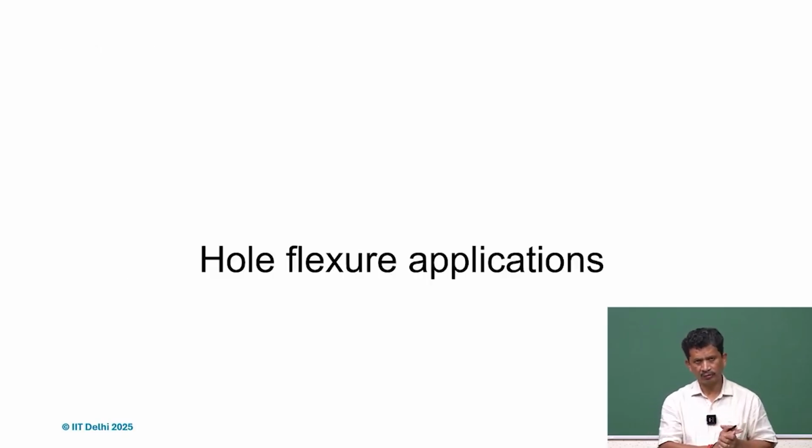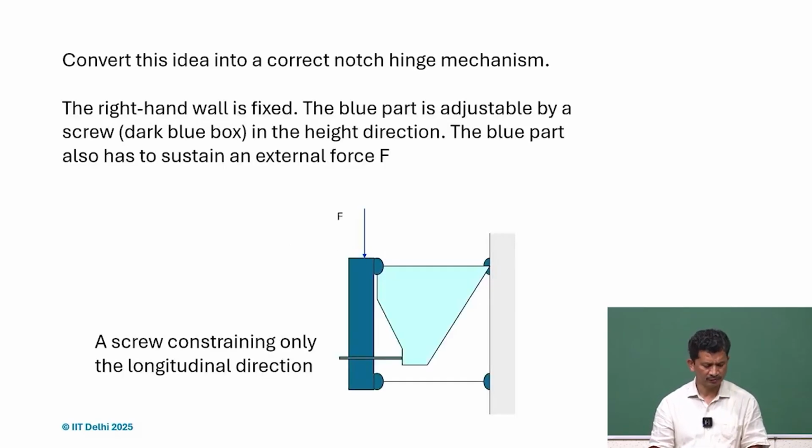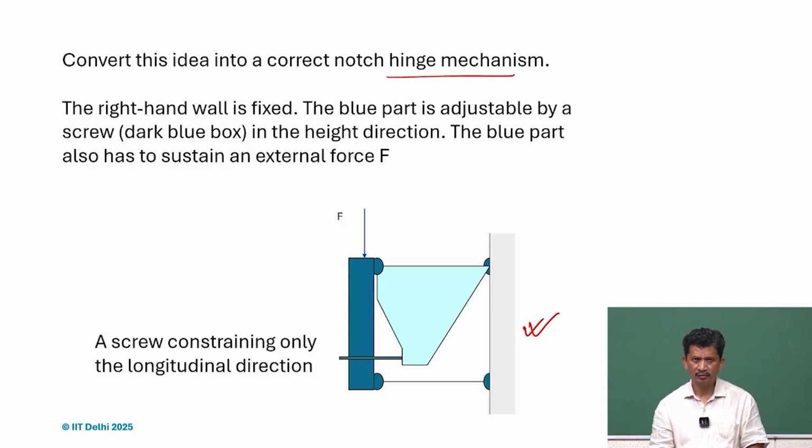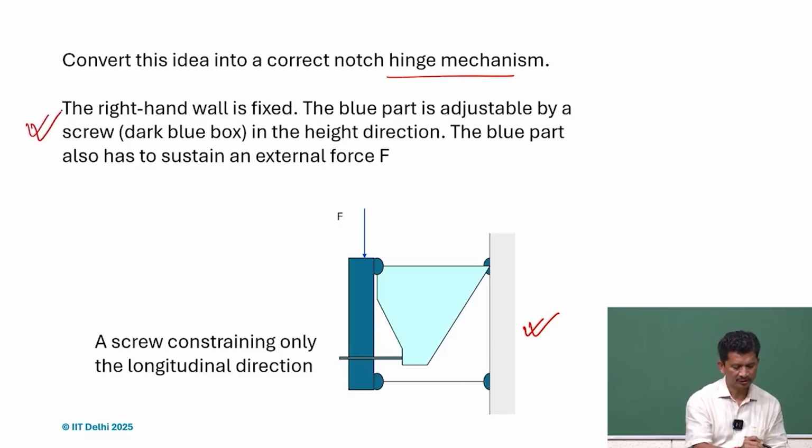So that's about the hole flexures, and we can look at some applications. For instance, if we have this problem, how to convert it into some notch hinge mechanism, or call it hole flexures. Notch hinge is because we are creating notches, so that's why that name is there. So the problem statement is here.